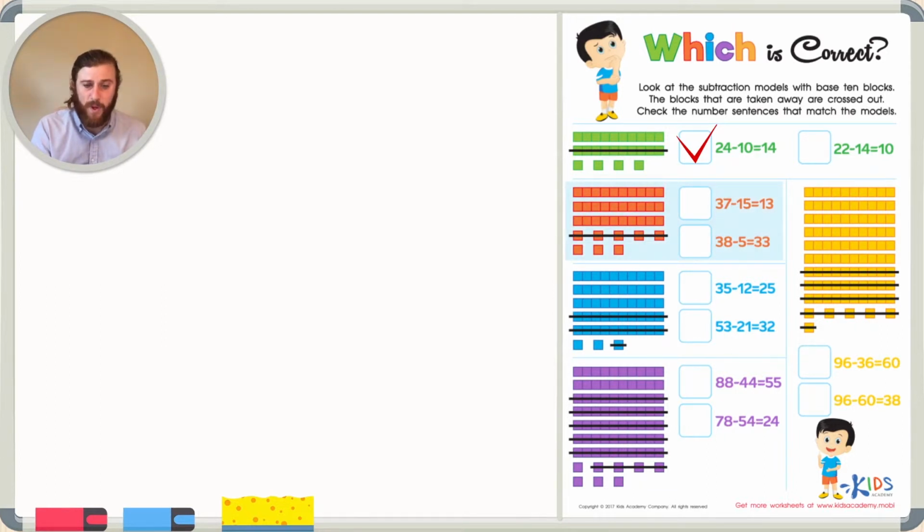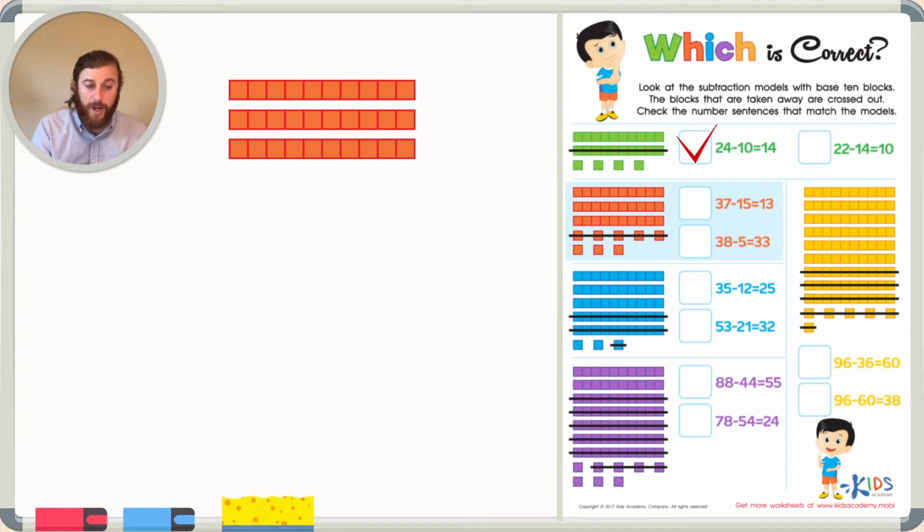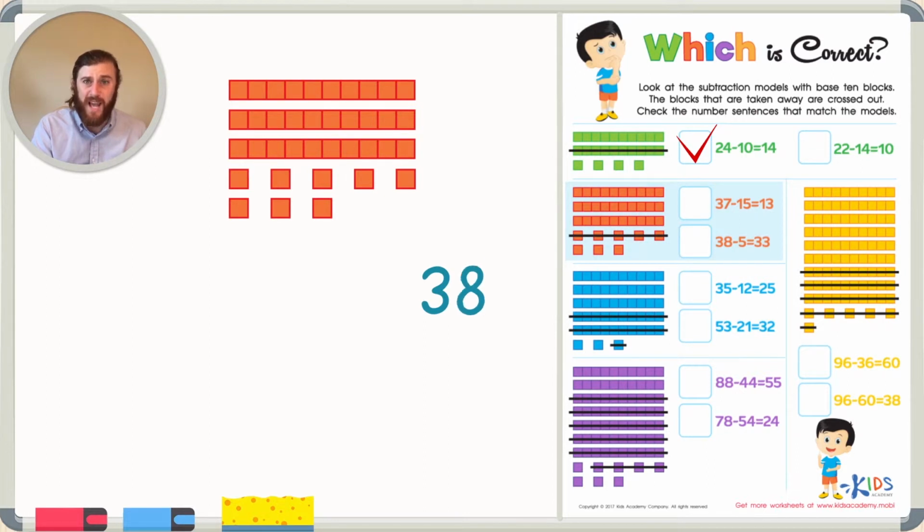In the next problem, we have 1, 2, 3 longs, and 1, 2, 3, 4, 5, 6, 7, 8 cubes. Do you know what that number looks like? Well, we have 1, 2, 3 longs, which really is like a 3 in the tens place. So let's put a 3 where the tens would be. And we have 8 cubes, so we could put an 8 in the ones place, giving us a total of 38. Sometimes you don't even need a place value chart.